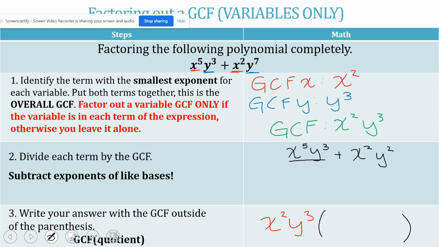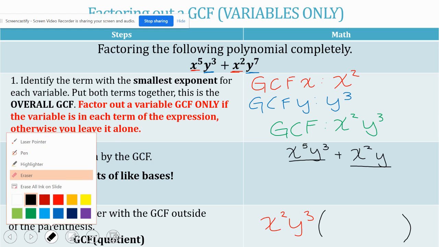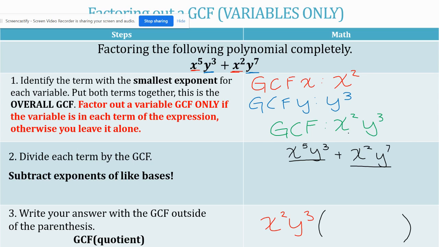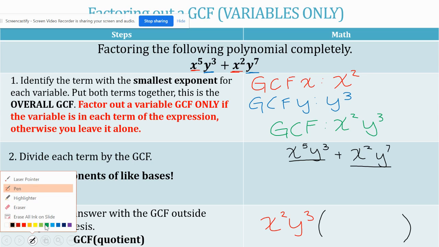Okay, so now I'm going to divide both of these terms. Oops, that should be a 7. I'm sorry about that. That's why it's always good to check to make sure that you are writing. We have a 5 and a 3, a 2 and a 7. Perfect. Okay, so now I'm going to divide by this GCF.